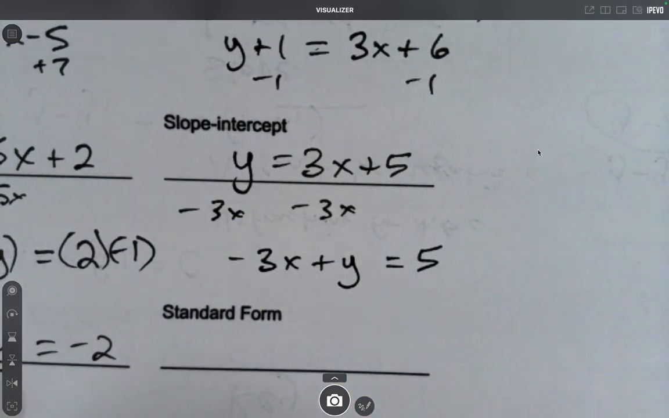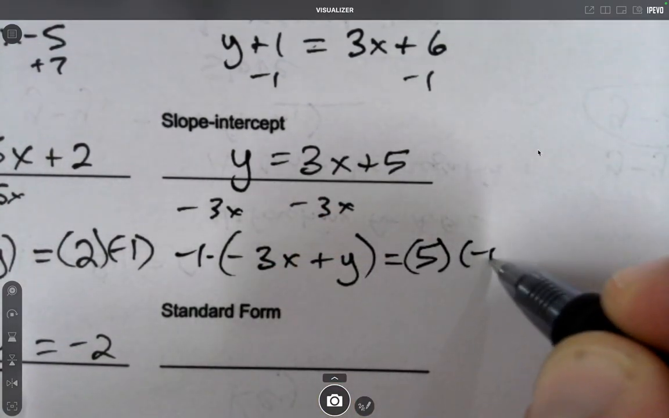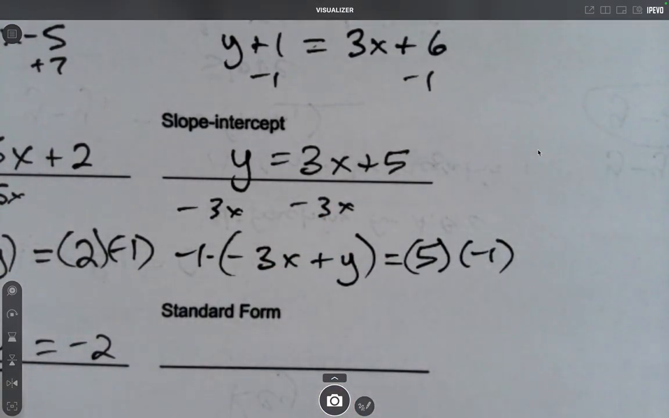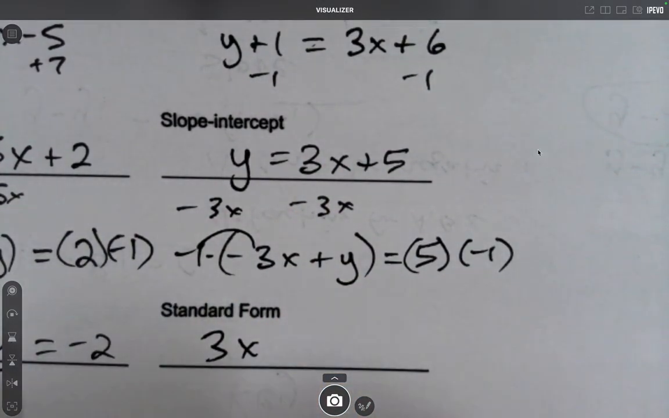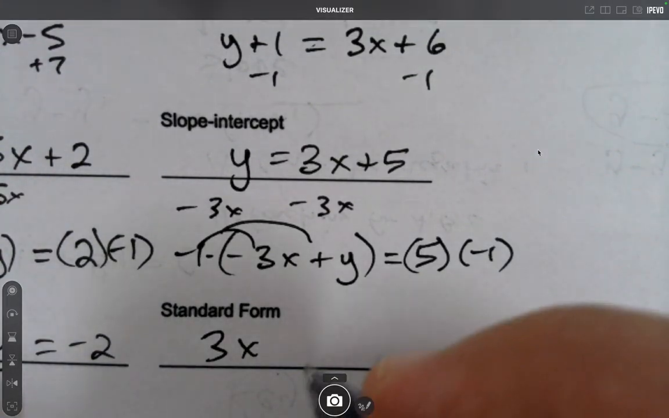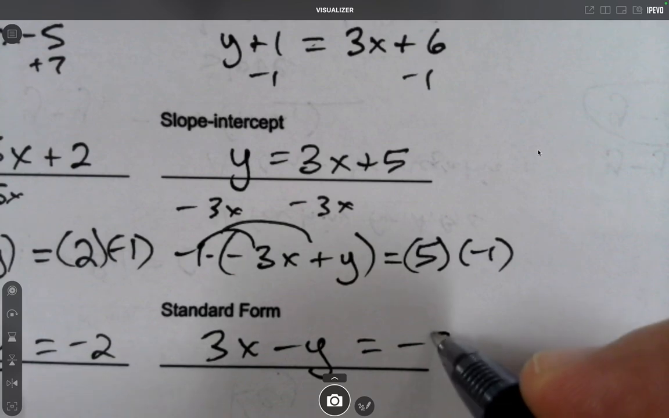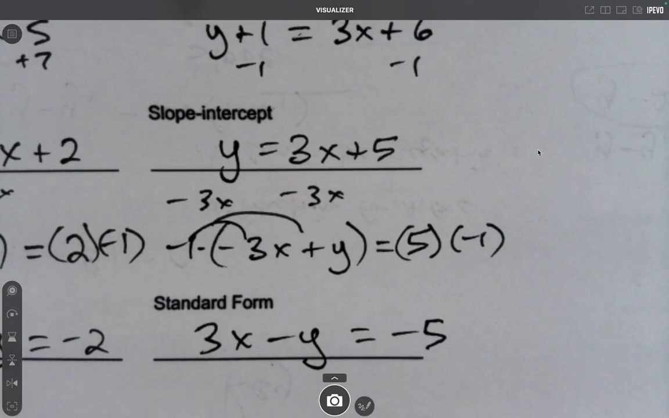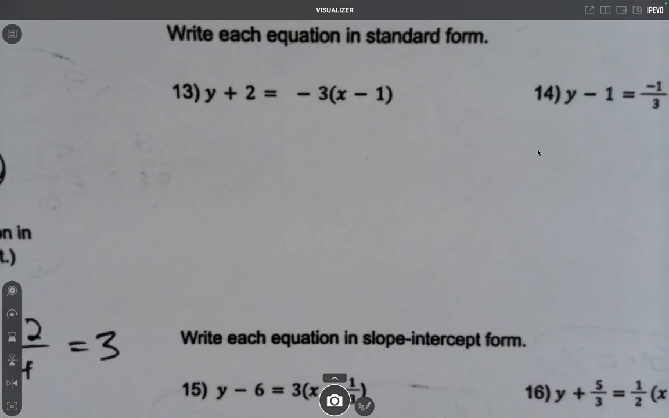And we run into that negative problem again, so we got to multiply everything by a negative number so that the first term, the a, or the ax, is positive. So -1 times -3 is positive 3. -1 times y is -y. And 5 times -1 is -5. All right, good news, we're almost there, and these last ones will not be nearly as long as the two we just did. I promise.